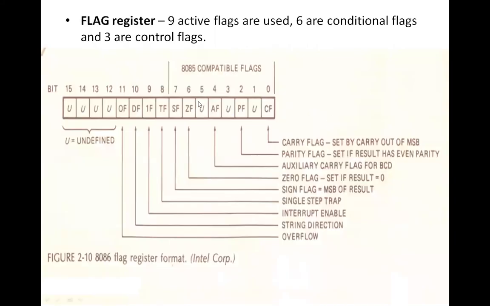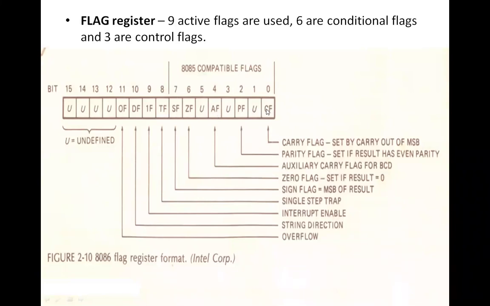Now this is the flag register, and we have 9 active flags and the rest of the bits remain unused. Bit numbers 1, 3, 5, 12, 13, 14, and 15 are unused. The first bit represents the carry flag. The third one represents the parity flag. The next ones represent the auxiliary carry flag, zero flag, and sign flag.